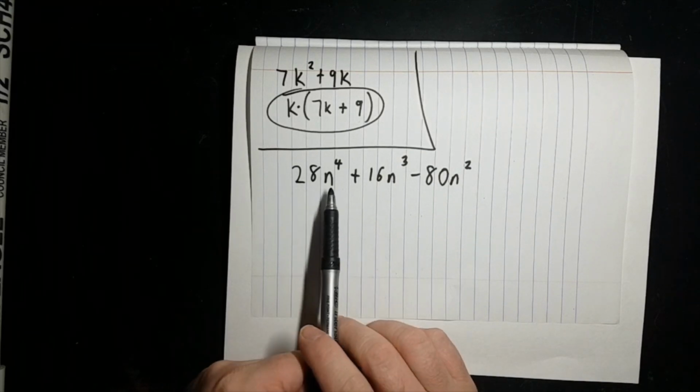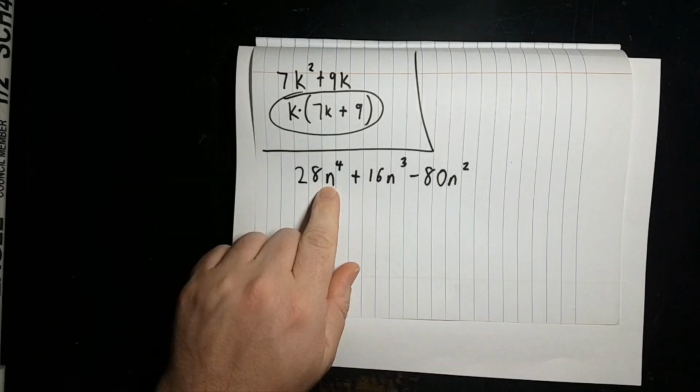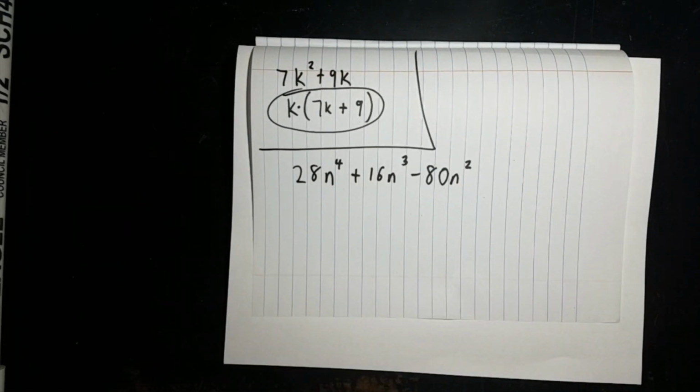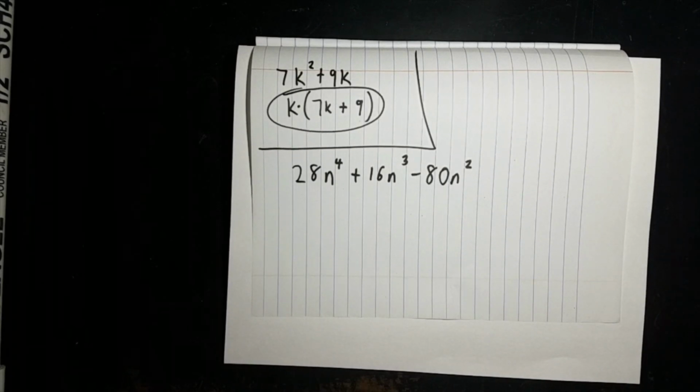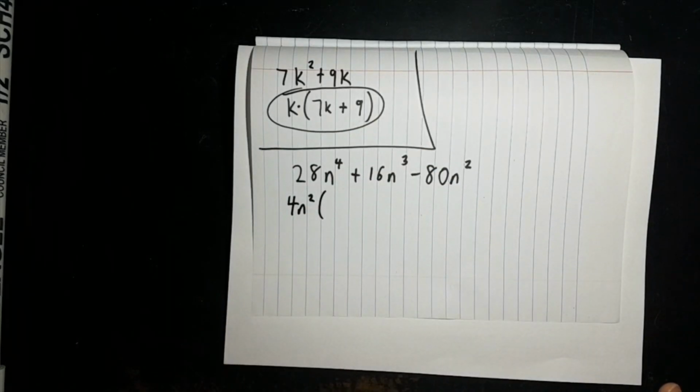GCF. They all have a variable in common. In fact, not only just n, but they all have an n squared in common. I'm going to divide an n squared out of all three of them. But they have more than that. Look at the 28, look at the 16, look at the 80. You can divide all of them by 4. Four n squared is your greatest common factor. Divide each term by 4n squared.